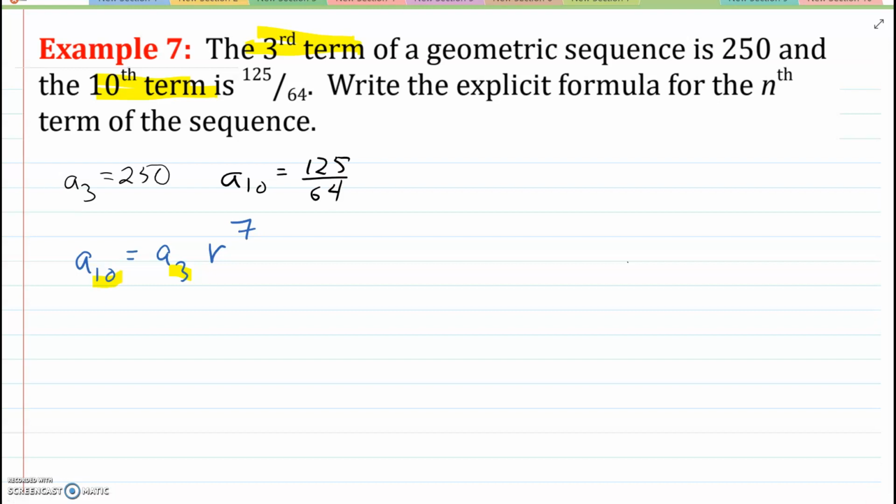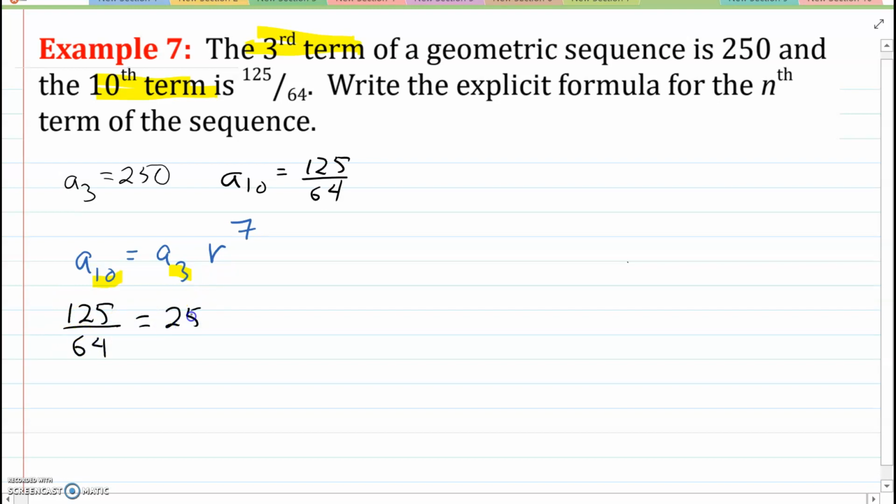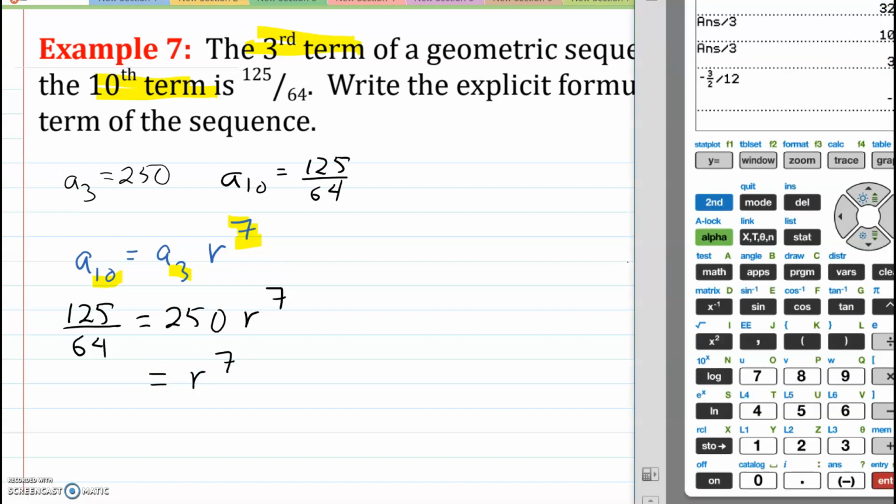So now I'm going to fill in my values and say that I'm looking at 125/64 equals 250 times r to the 7th. Okay, people, I'm hoping are still with me on this. And hopefully it is also making sense where that 7 came from. Anyway, back to the problem at hand. Now I'm going to isolate the r to the 7th. I do that by pulling out my calculator again.